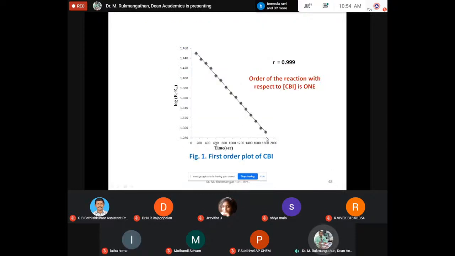When you plot a graph between time in seconds on the x-axis and log of E t minus E infinity on the y-axis, we end up with a straight line. The correlation coefficient of the straight line is almost unity. Since we are getting a straight line here, the reaction is first order with respect to CBI, the oxidant. From this, we can conclude that the reaction rate is first order with respect to the concentration of CBI. If you are not getting a straight line here, the reaction rate is not depending upon CBI. For most cases, the reaction rate depends upon the concentration of CBI.